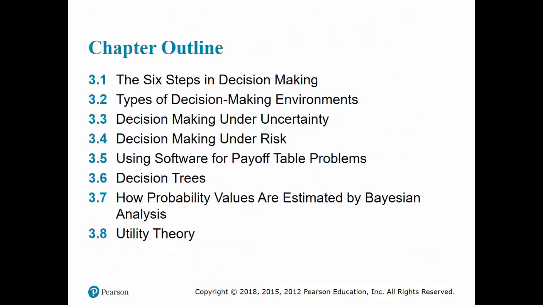So here is what we're going to be covering. We will look at a 6-step decision making process, the types of decision making environments, and how to analyze the decision model under uncertainty. Then decision making when risk is involved. We will be solving all this using Excel. Then we look at decision trees. That would be when you make multi-stage decisions.